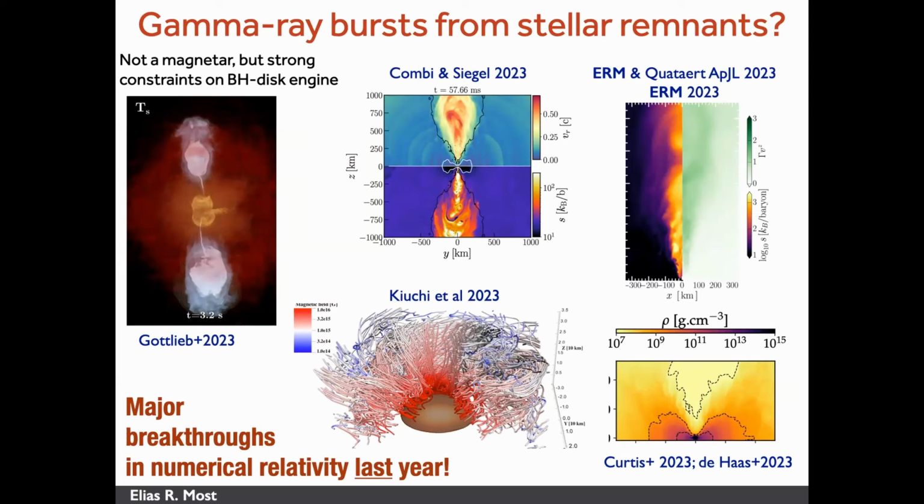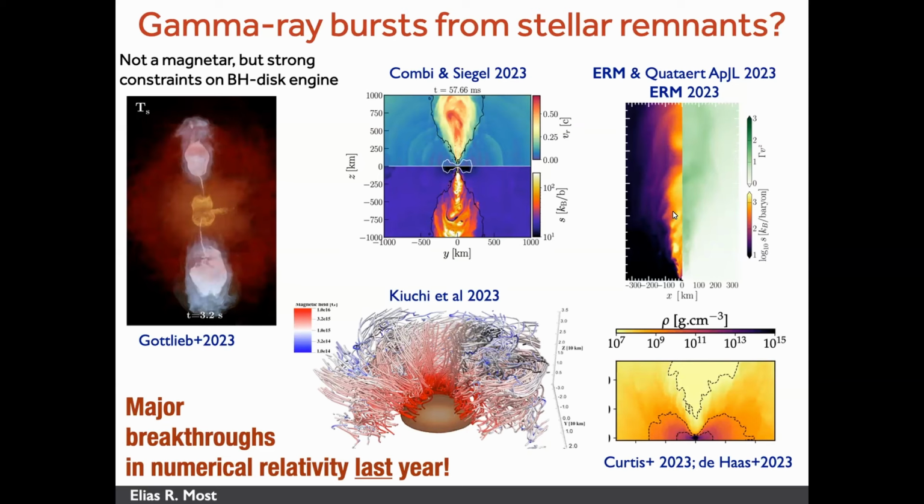If you look at these simulations here, for example, by Luciano Combi, Daniel Siegel, or this one by Kenta Kiuchi, is the highest one ever to be performed. If you have your own supercomputer, you run it for more than a year, this is what you get. It shows a very nice solar type dynamo being active in the outer layers of the star.